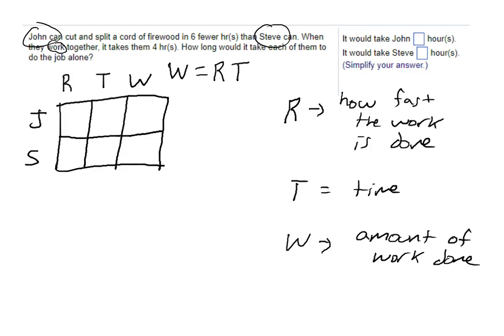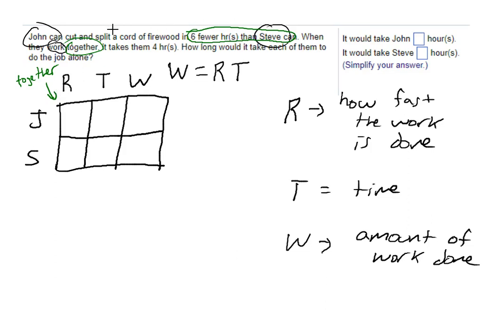Now what we need to keep in mind is that this table is for the situation where they're working together. So that's the information I want to put here: what do I know about the situation where they're working together? So when I go back and read through the problem, the first number I come across is John can split a cord of firewood in 6 fewer hours than Steve. So it seems like it's about a time, but in fact, this is actually telling me their speed, how fast they work.